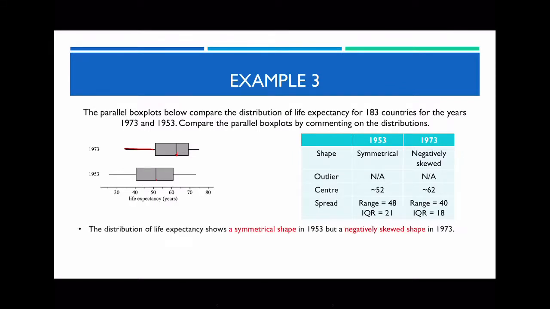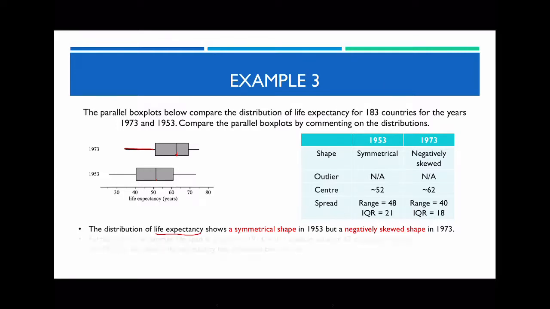The way that I started off is by saying the distribution of the life expectancy. So notice that I've incorporated some of the context in this case. This is something that you need to do for your answer as well. So the distribution of the life expectancy shows a symmetrical shape for one of the box plots and a negative shape for the other. So that's how you compare and contrast the two box plots.